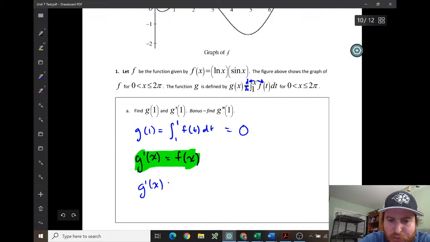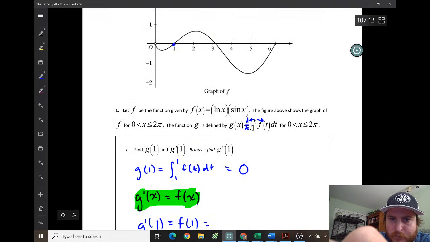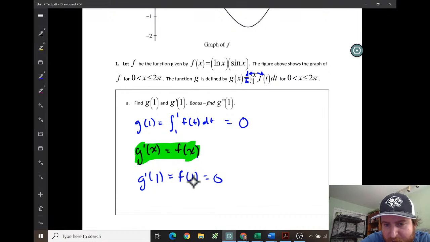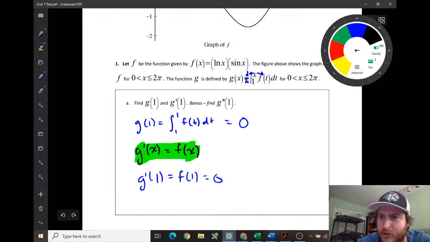So then g prime of 1 would be f of 1, which is the y value at 1, which is actually also 0, right? But if you didn't write this line, or you didn't write f of 1, you need to at least have f of 1 or f of x equal to it. You lost a point, and add that to your test corrections. Then g double prime of x, the bonus, we'll do that one. I'll do it in another color because it was bonus.